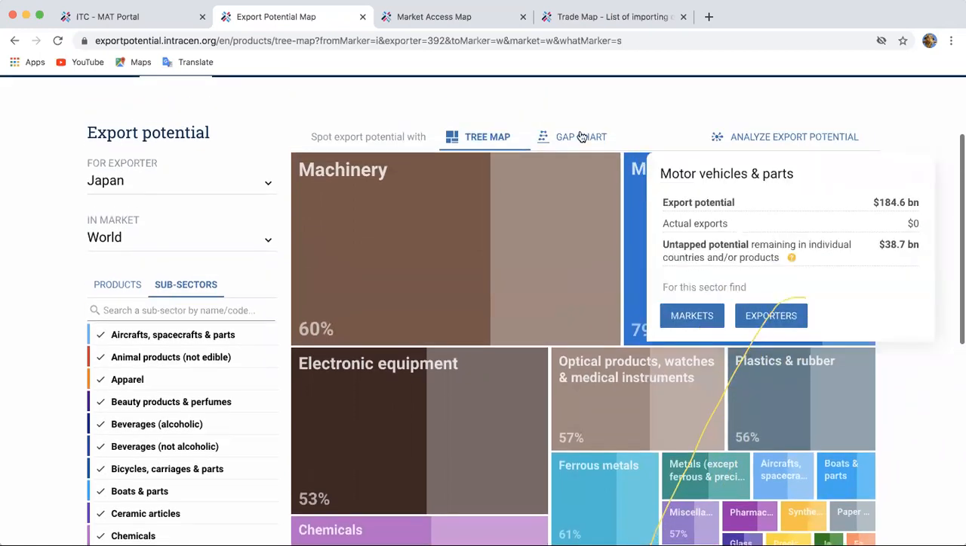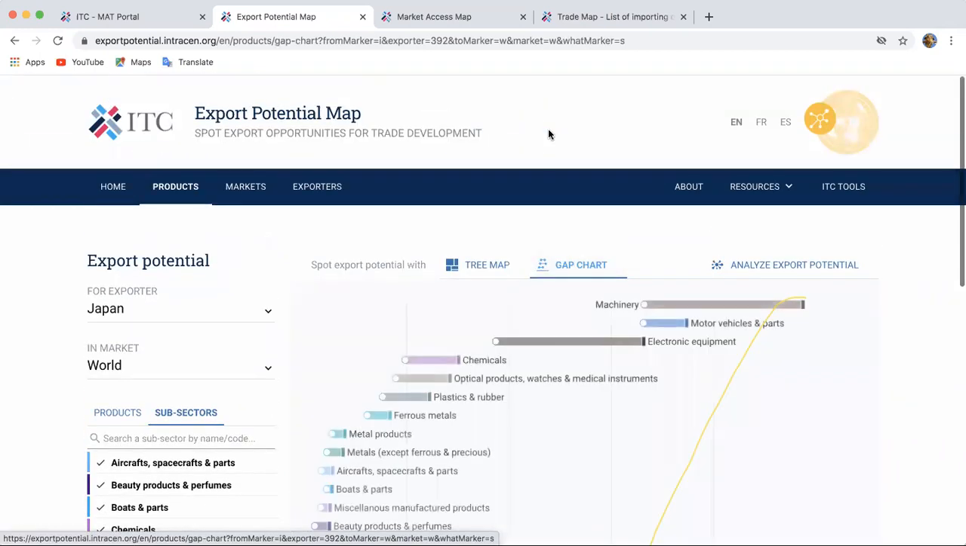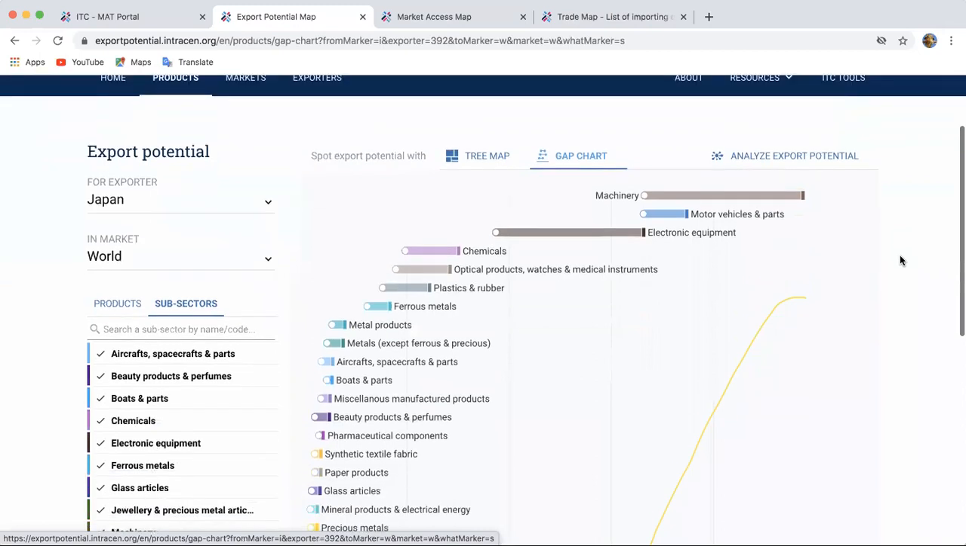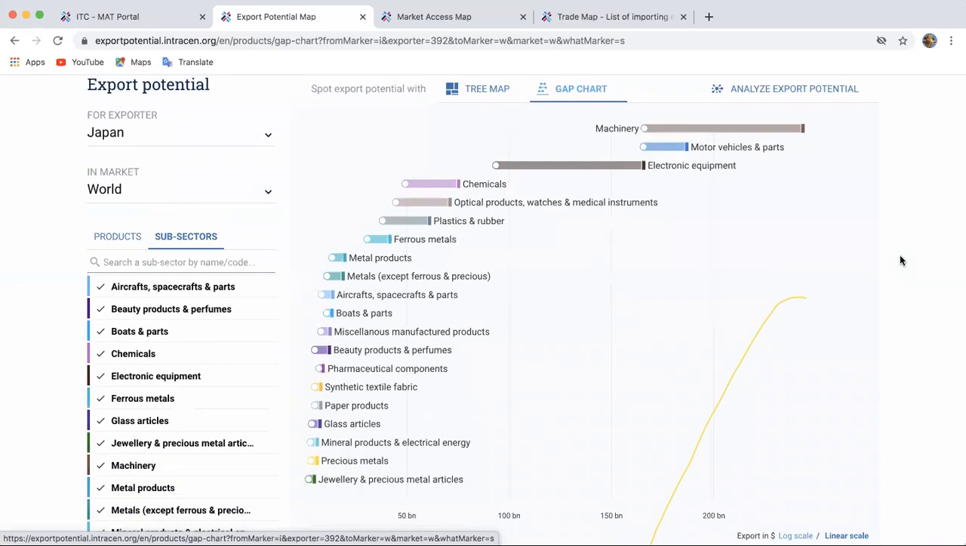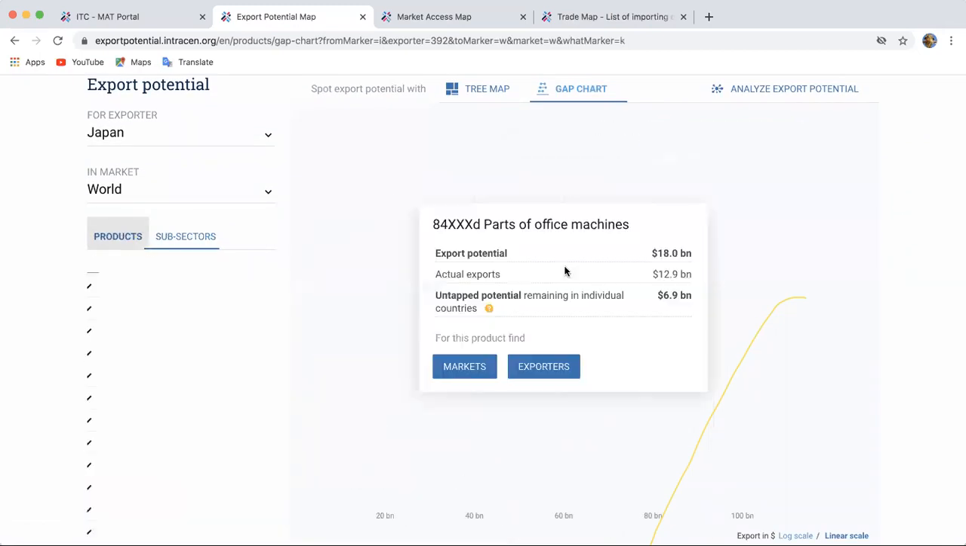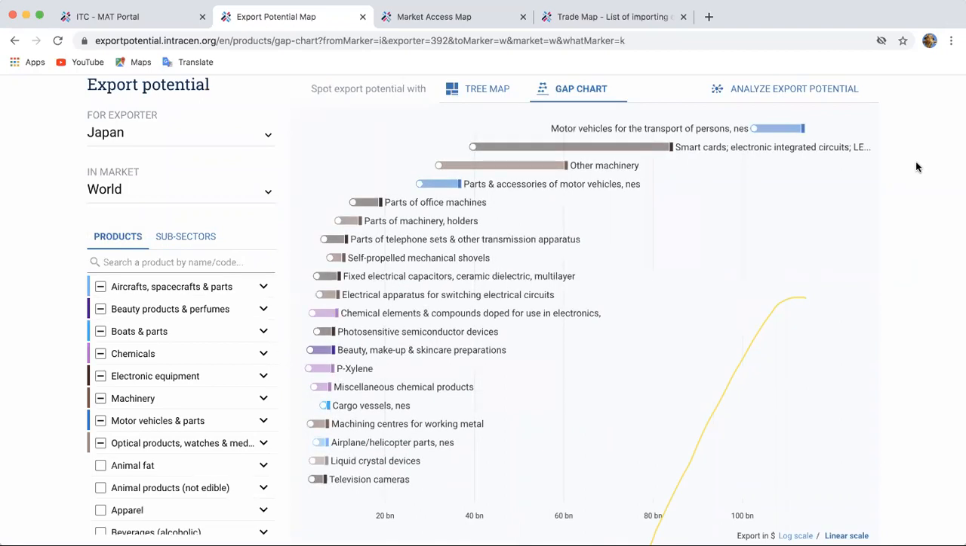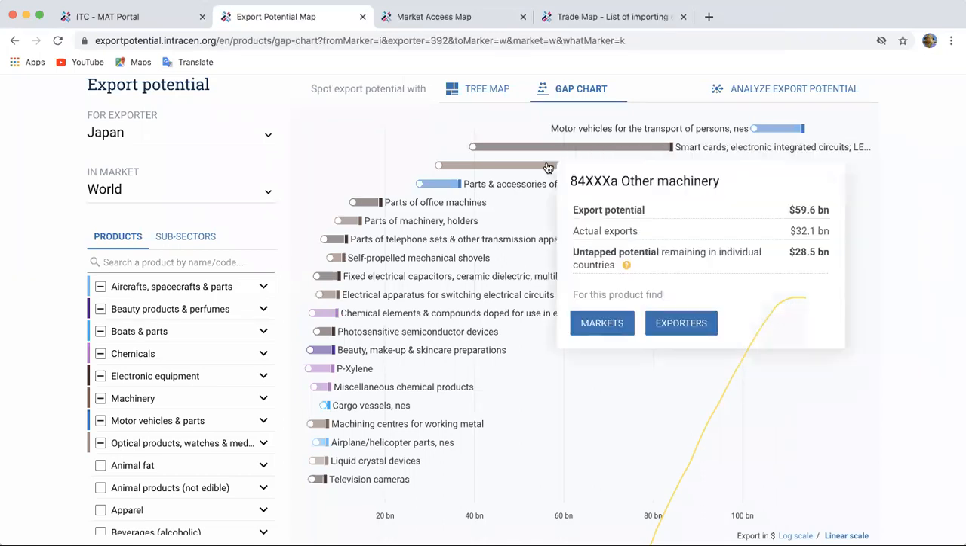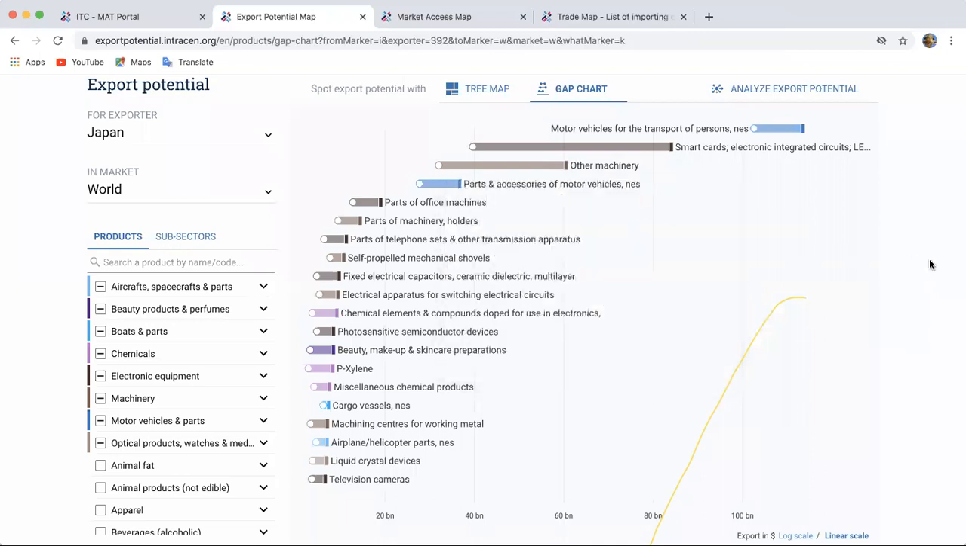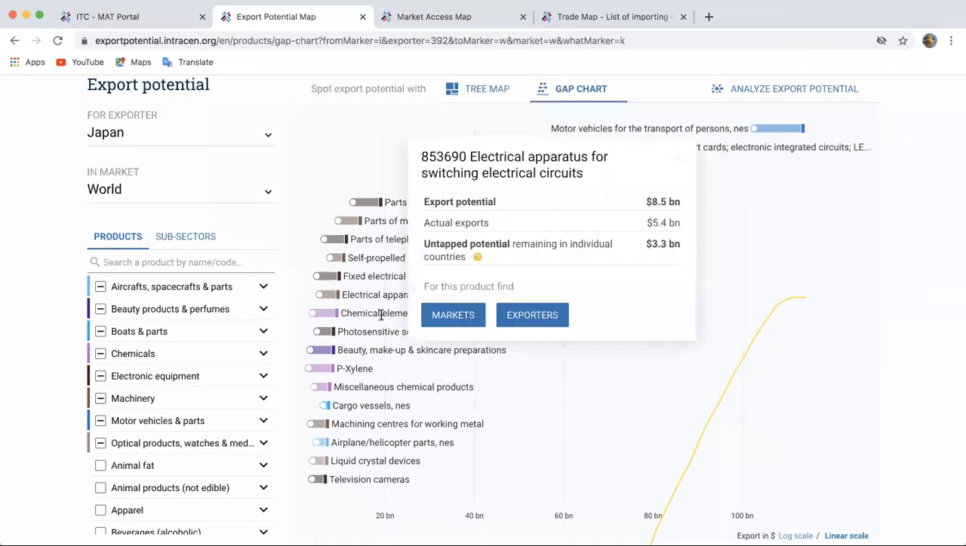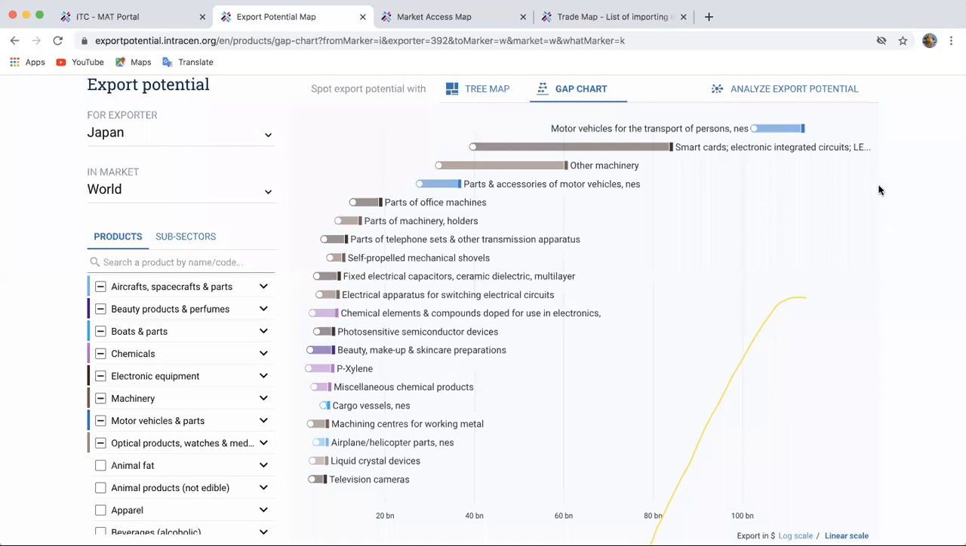Let me go to the gap chart, because personally I like this one better because it shows me more clearly where lies the most export potential. So you can see again that motor vehicles are the largest for Japan. Then smart cards, other machineries, parts and accessories, motor vehicles, etc. So it is ranked according to the export potential at this point.